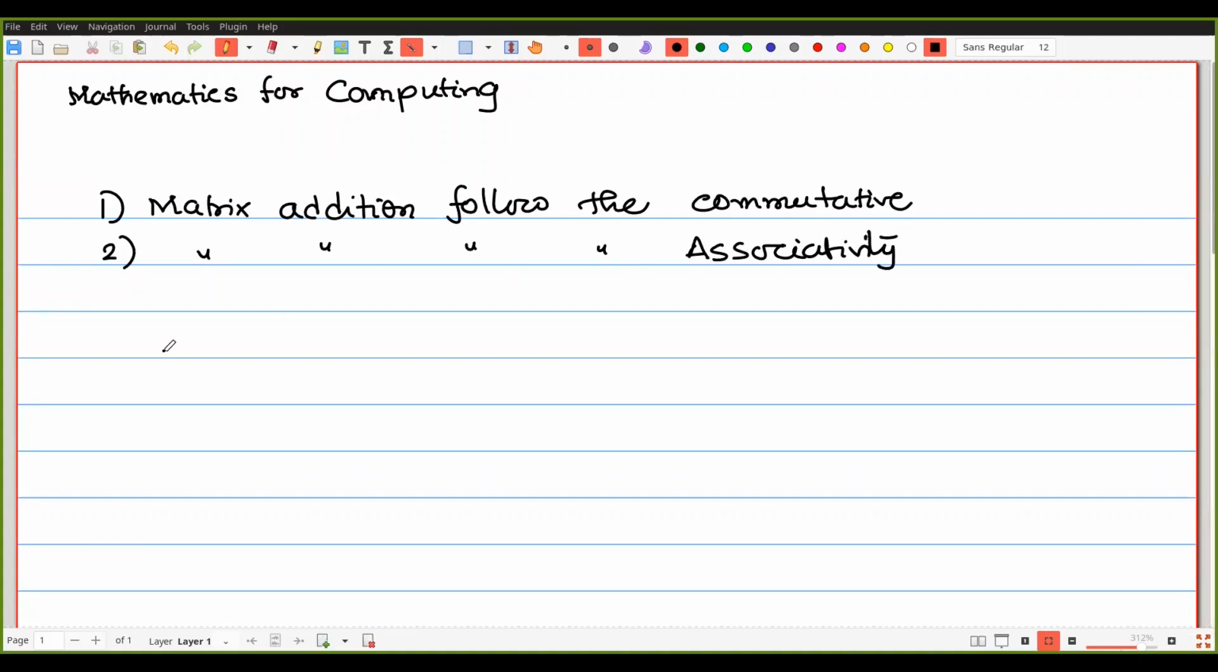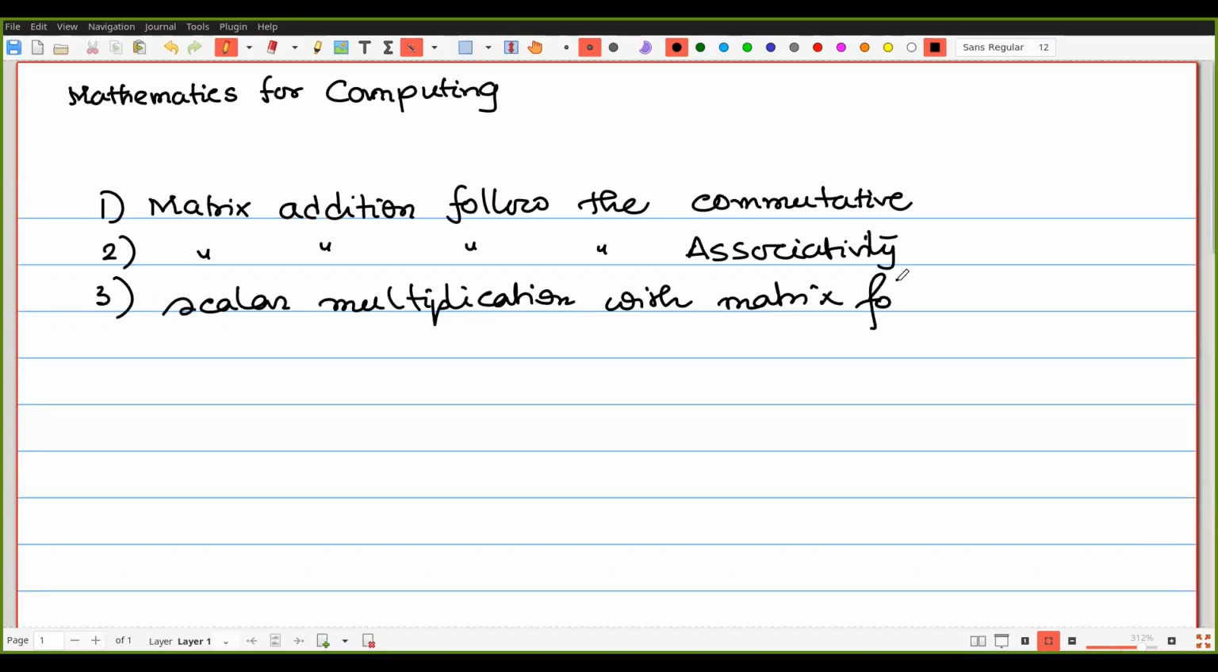Now the third property is for scalar multiplication. Scalar multiplication with a matrix follows the distributive property, or distributive law. Now what is the distributive property?